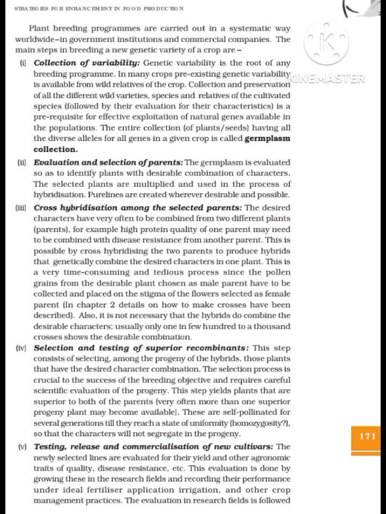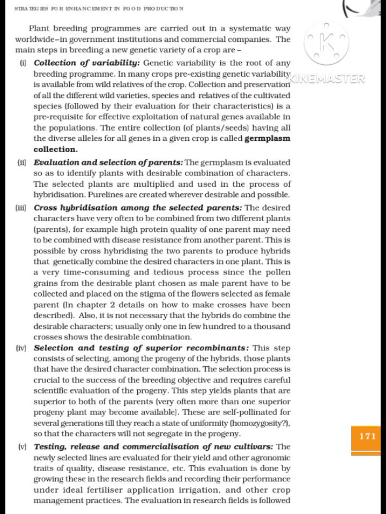5. Testing, release, and commercialization of new cultivars. The newly selected lines are evaluated for their yield and other agronomic traits of quality, disease resistance, etc. This evaluation is done by growing these in the research fields and recording their performance under ideal fertilizer application, irrigation, and other crop management practices.